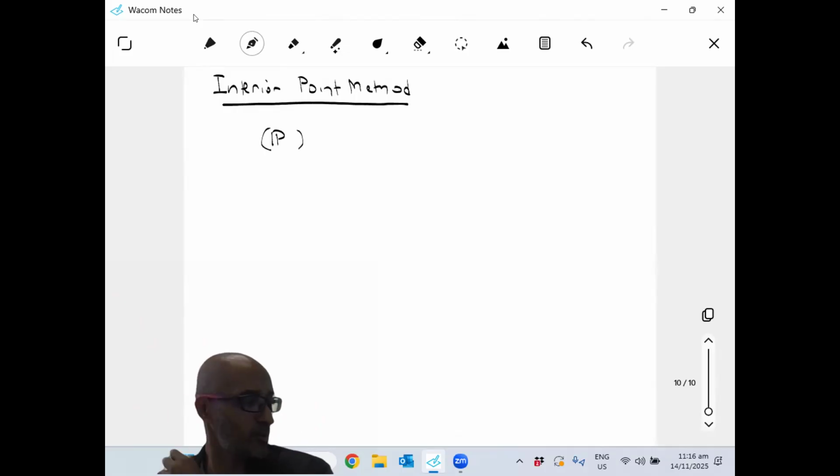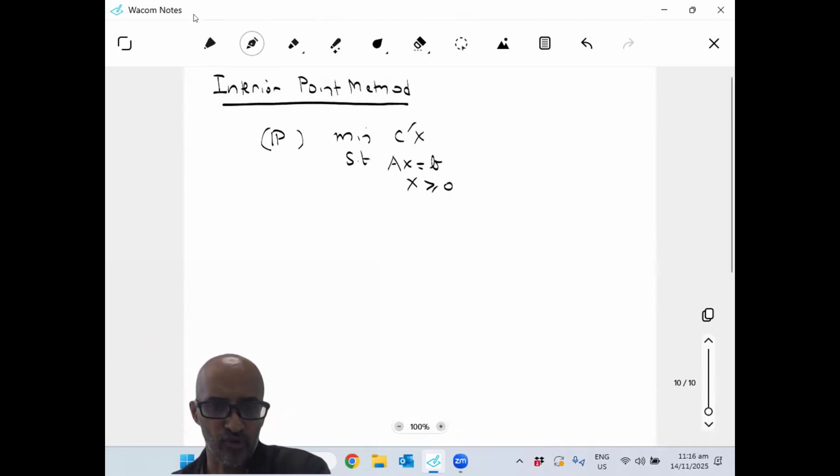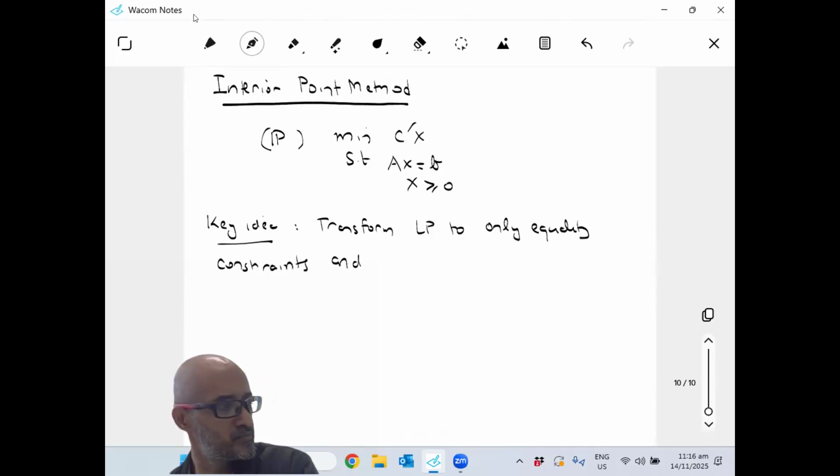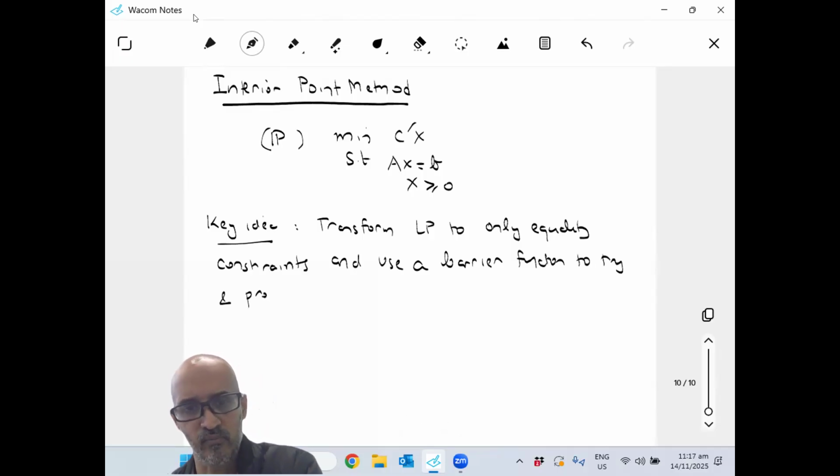So let's take an optimization problem. Let's take a standard form LP. The key idea is to transform the LP to only equality constraints, and use what's called a barrier function to try and prevent variables from taking a value of zero.